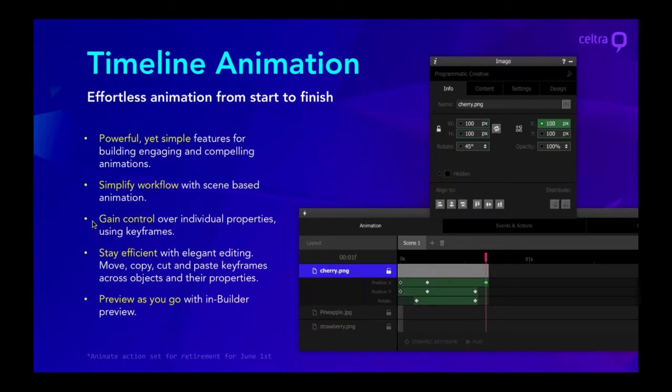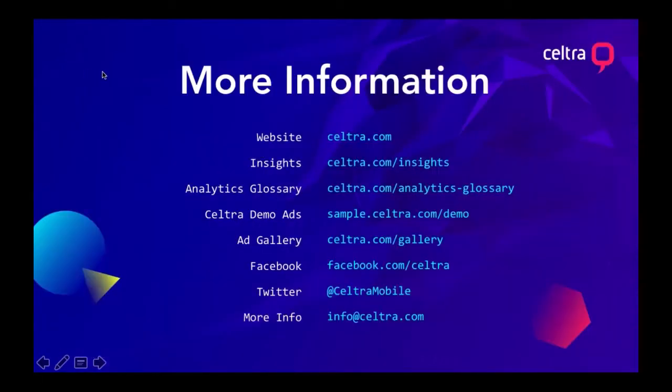Then, of course, we wanted to simplify your life in a way. So we implemented a workflow that's based on scenes. In this way, hopefully things should be simple, but still it should give you ample control over the various individual properties. And that is supported by the second key innovation, which are keyframes. Finally, additional features like moving, copying, cutting, pasting different keyframes across objects will help you stay efficient and do things at a very fast pace. Finally, I think probably one of the features that was on our bucket list for a very long time was the ability to preview animations as we go along in the builder, and you will be able to do that now as well. So this was just a quick introduction here.